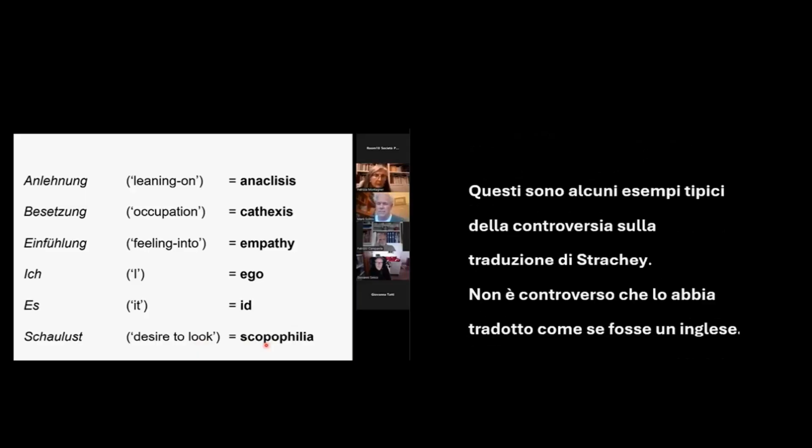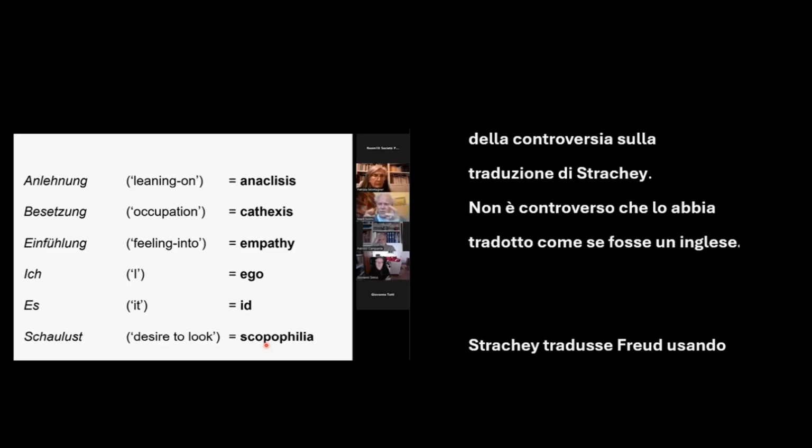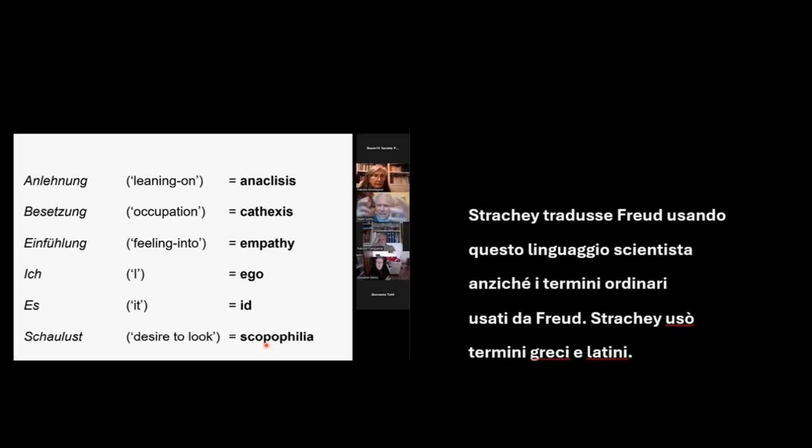So these are some typical examples of the controversy around Strachey's translation. It's not controversial that he translated Freud as if he were an Englishman. It's that he translated Freud using this scientific language. Rather than the ordinary terms that Freud used, he used these Greek and Latin terms.